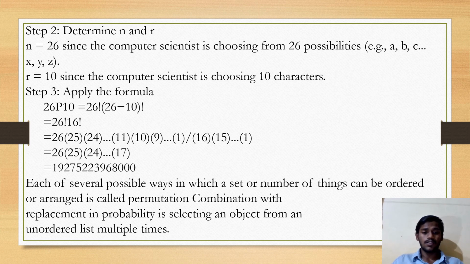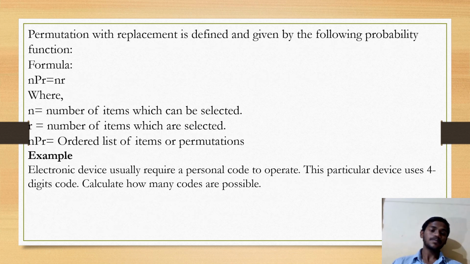Each of the several possible ways in which a set or number of things can be ordered or arranged is called a permutation. Permutation with replacement is selecting an object from an unordered list multiple times. It is given by the following formula: nPr is equal to n to the power r, where n is equal to the number of items which can be selected, r is equal to the number of items which are selected, and nPr is equal to the ordered list of items or permutations.